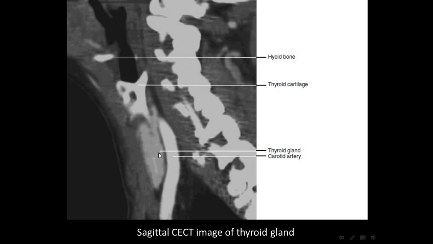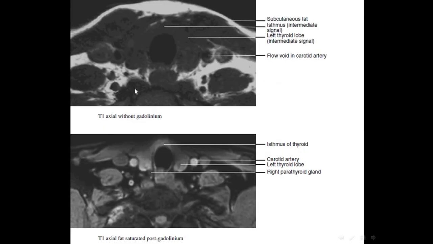This is a sagittal image, contrast enhanced. So this is the thyroid gland, superior pole and inferior pole, carotid artery posterior. On MRI, this is T1 without contrast, so we cannot differentiate it from the surrounding muscles, right? But post-contrast here, we see the thyroid gland enhancing, so you can see clearly the left lobe, the isthmus, and right lobe, then the carotid arteries and jugular veins.